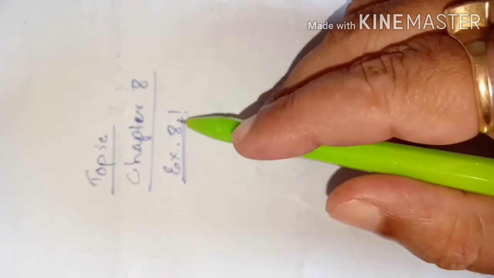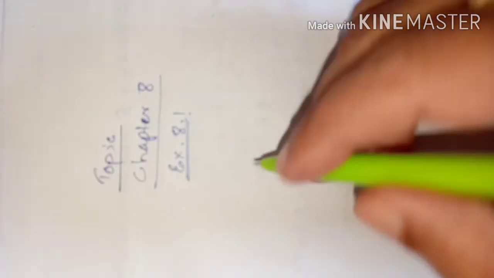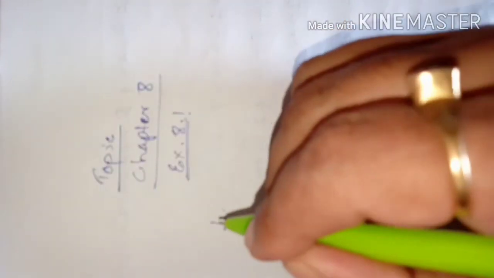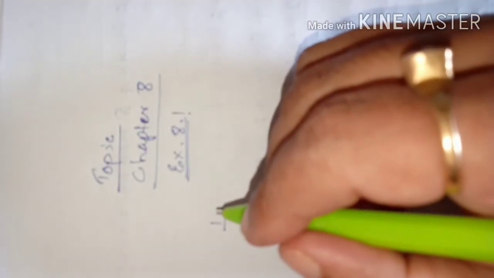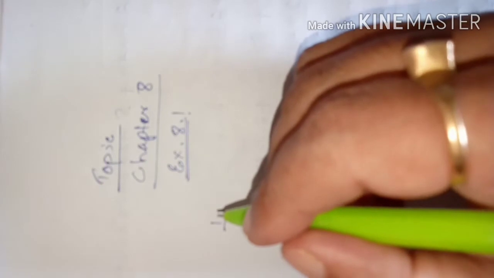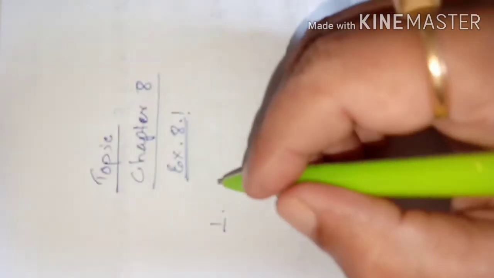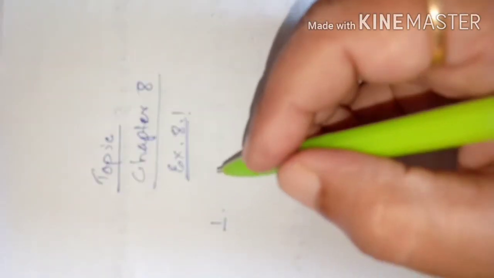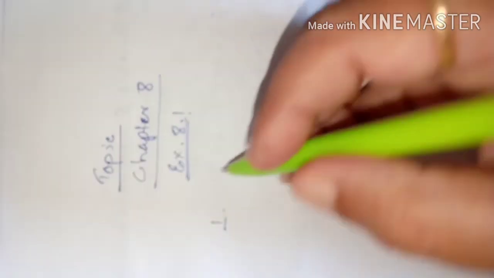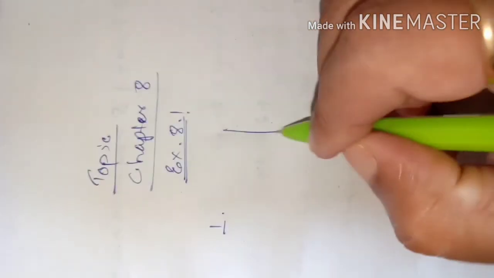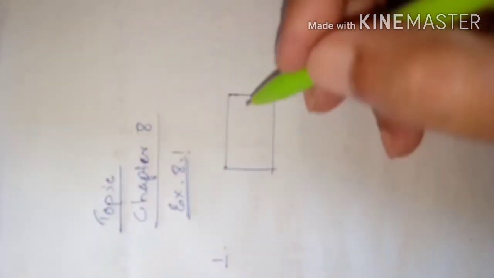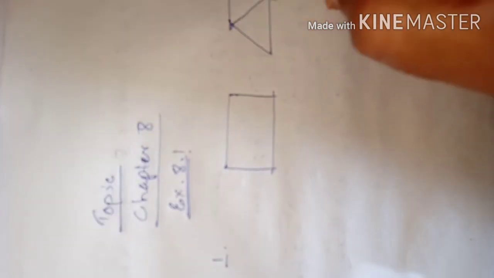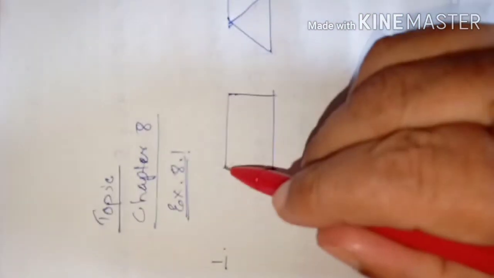Before solving any questions of 8.1, you have gone through the theorems. What are the theorems that you have gone through? Just recall theorem 1. What was theorem 1 in chapter number 8? A diagonal of a parallelogram divides it into two congruent triangles. A question based on that you may get, where you draw a parallelogram and its diagonal divides it into two congruent triangles.